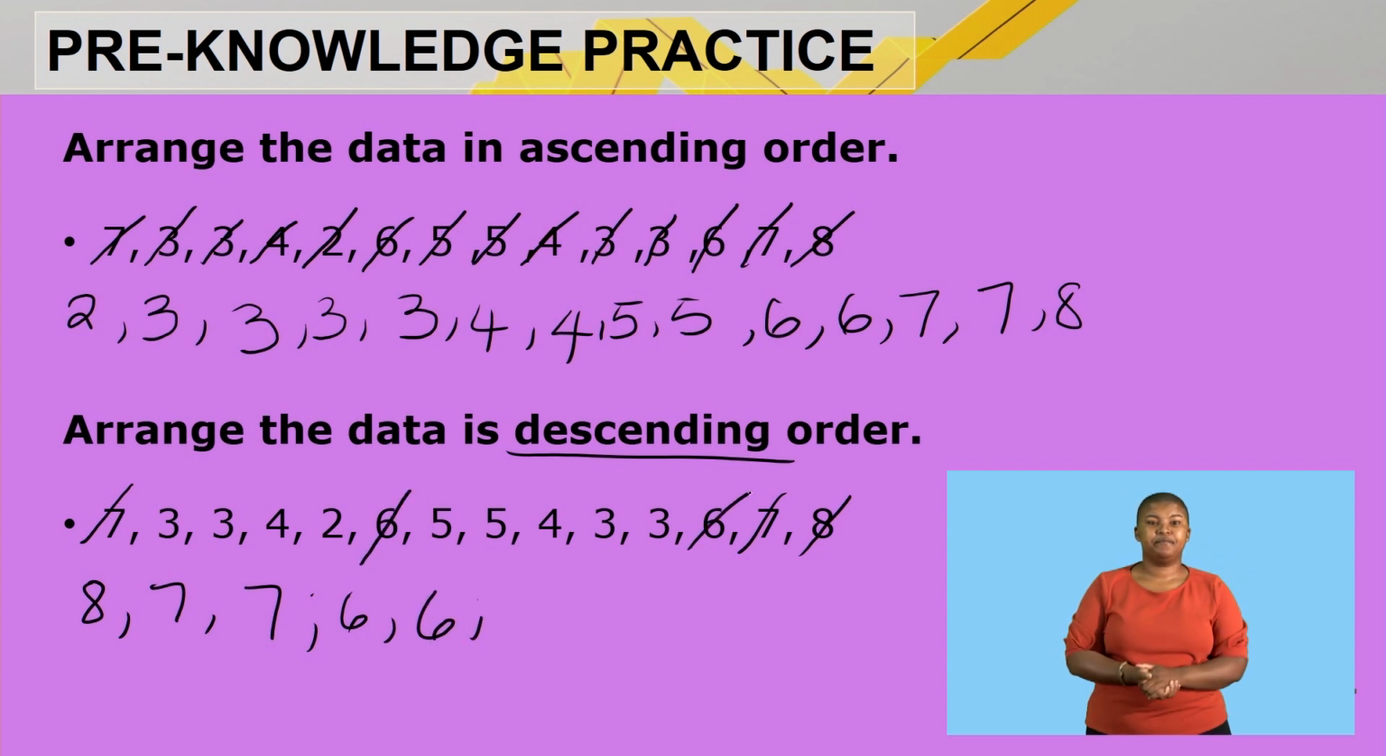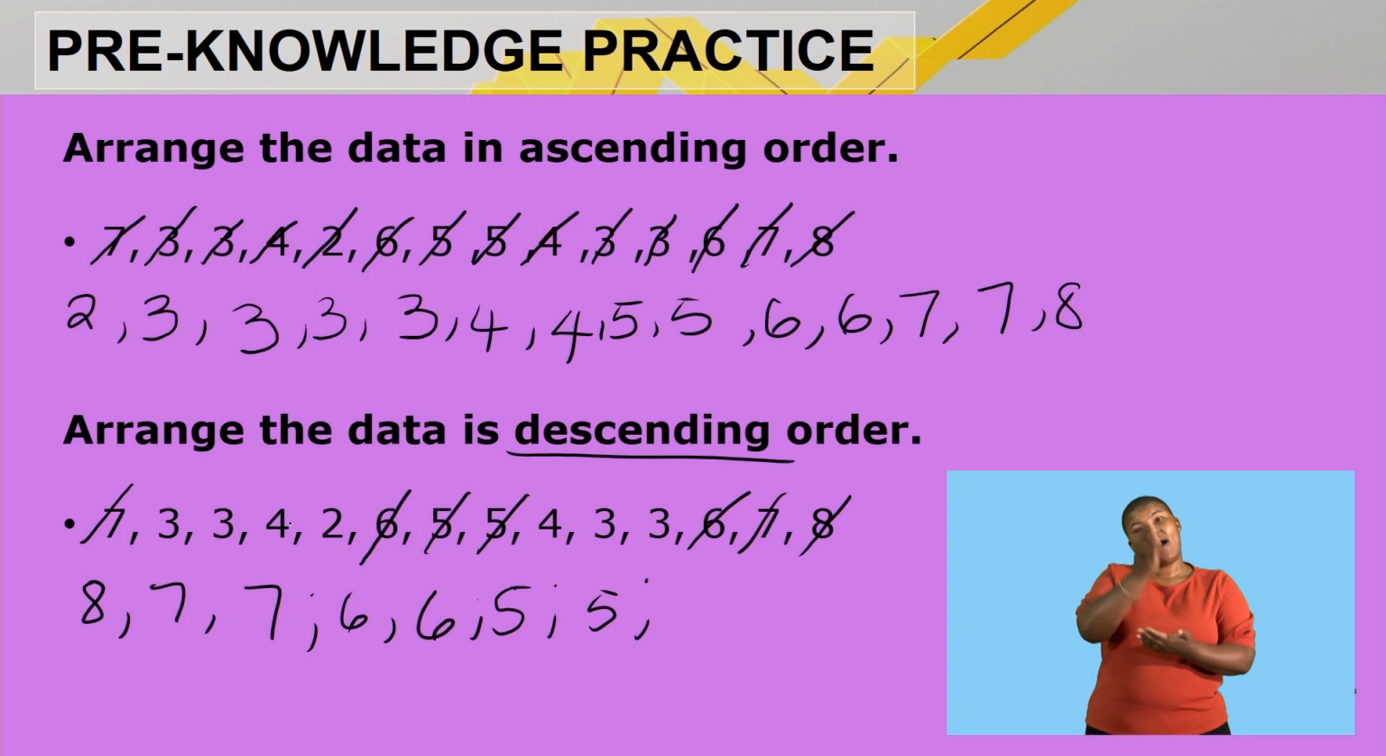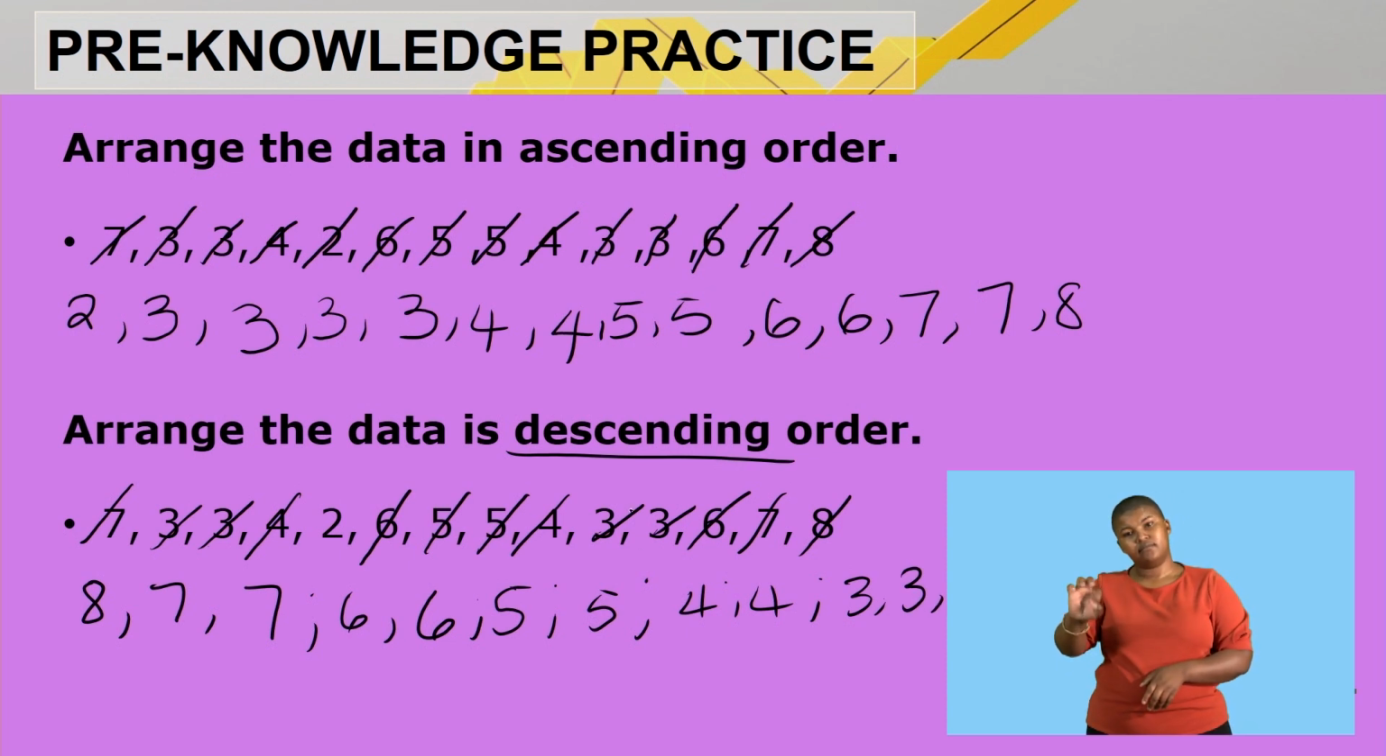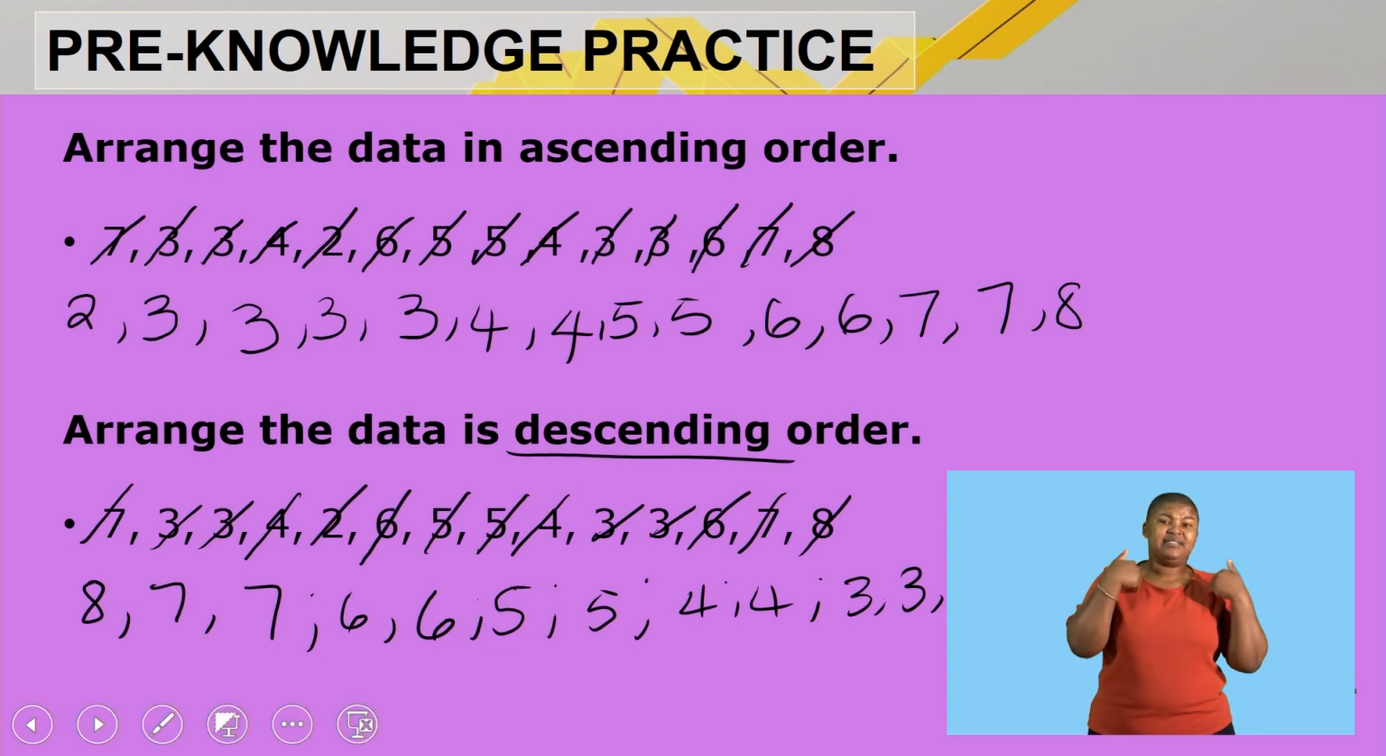You cancel it out, and then you have a 5. You cancel it out, you have 4 and 4. Then you have 3s. You have four 3s, so it's 3, 3, 3, and 3, because we have already cancelled 3 four times. Then we have a 2. Now we have arranged from the biggest to the smallest value.